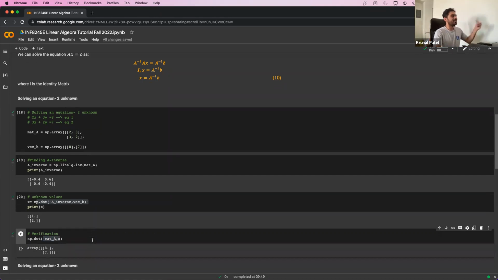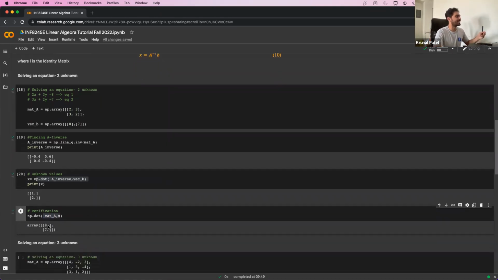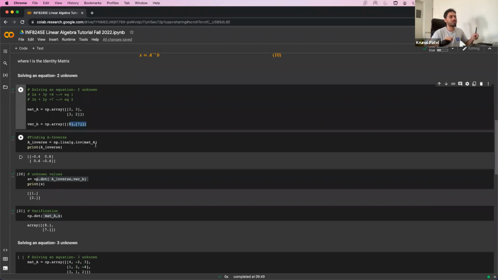Fine, so we did the verification, and it is landing on 8, 7, which was our original vector B. That's how we know that what we have computed is correct. Sometimes you need to do the verification because NumPy can have numerical issues. Most of the time you will not face numerical issues, but sometimes you will. So if you don't get the desired result, it's because of numerical issues.